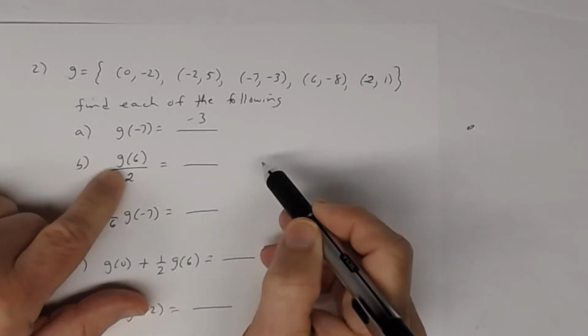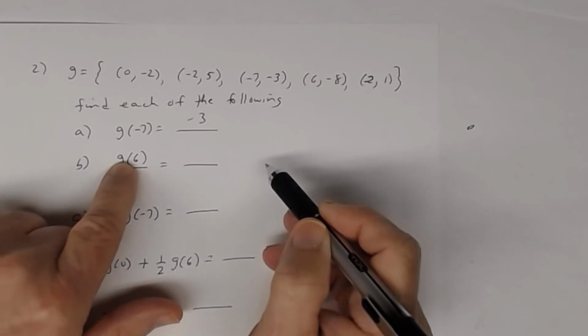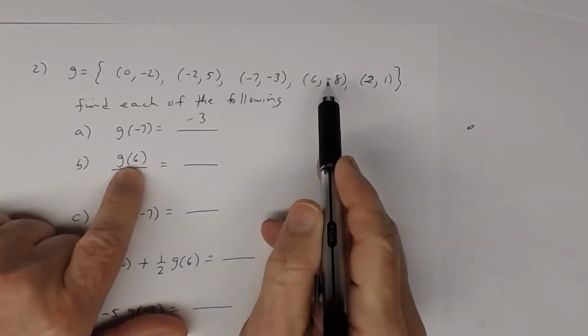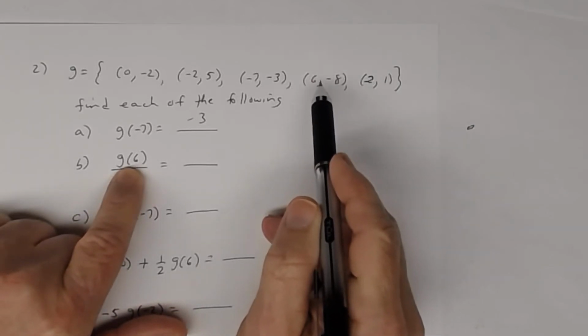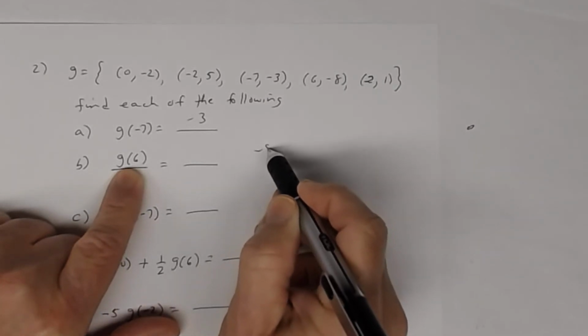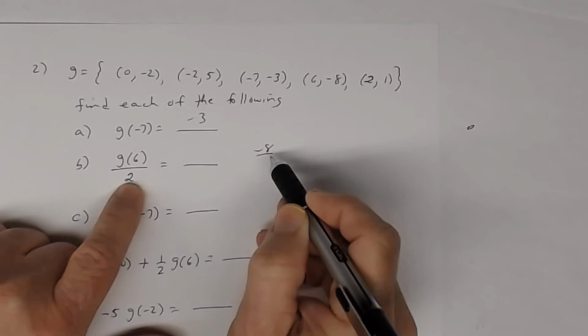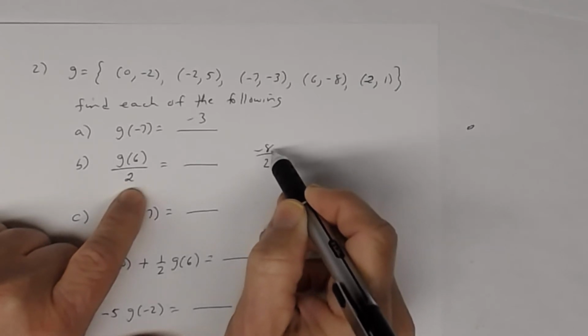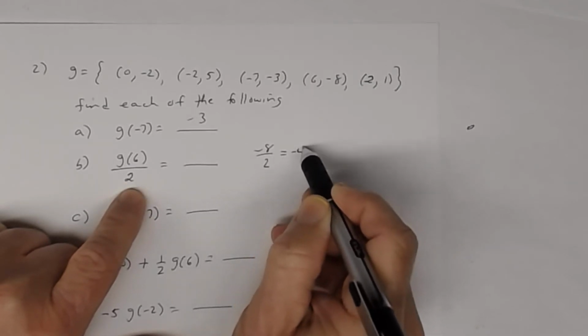Over here, let me go ahead and put that here. So this says g of 6 divided by 2. So I got to find that numerator first. So g of 6 is, let's see, what's the y value when x is 6? Here's where x is 6. That y value is negative 8. So I take negative 8 divided by 2, because that's what that says. Negative 8 divided by 2 is a negative 4.